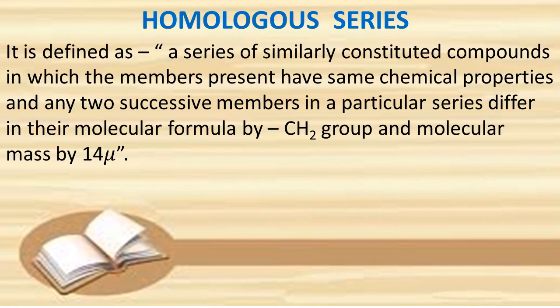Now the next category is homologous series. The next concept in this particular lesson is homologous series. So far we have seen alkanes, alkenes and alkynes. What have you observed in those compounds? When you write the formulas of alkanes, alkenes and alkynes, what have you observed? Can anybody guess?